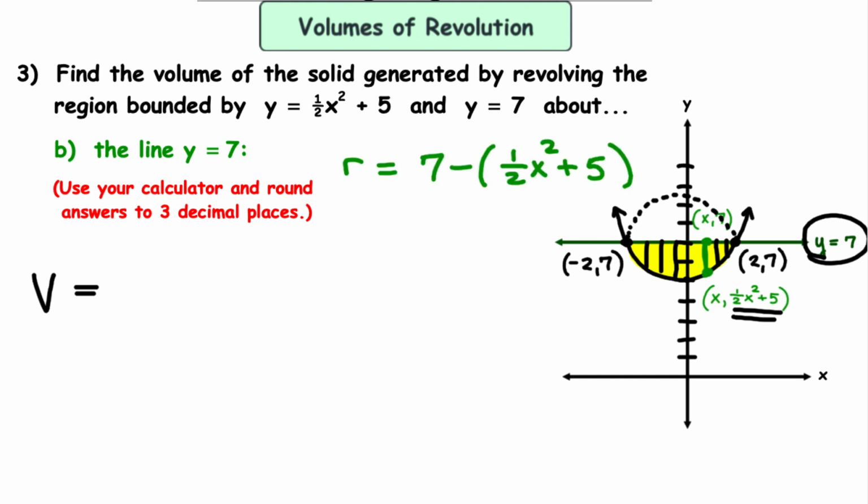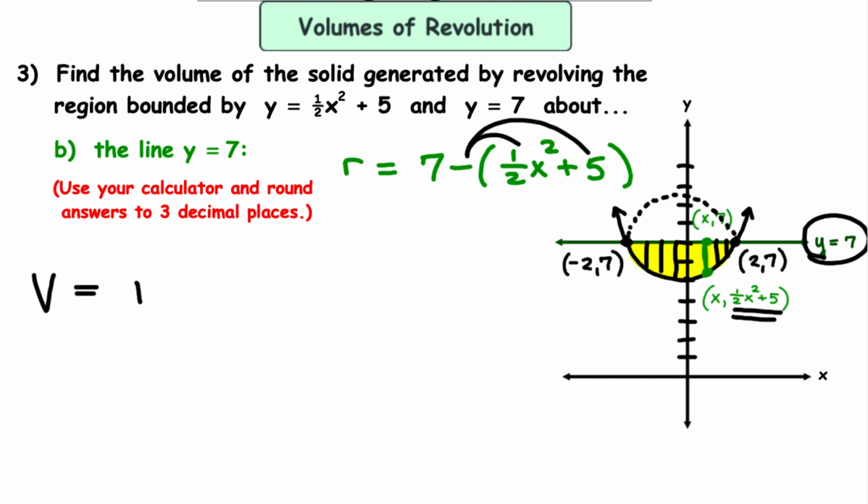You do have to be careful because most people have the minus on the 1/2 x squared, but they forget that the 5 is also negative. So really the radius is going to be 2 minus 1/2 x squared, not 12 minus 1/2 x squared. It would be a 2.